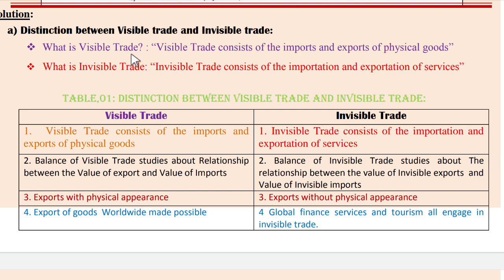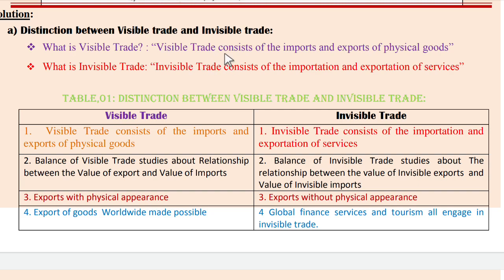So friends, visible trade consists of the imports and exports of physical goods. Physical goods means goods which are tangible. Tangible means we can touch the goods, and such goods are known as tangible goods or physical goods. Such kinds of goods are considered in visible trade.